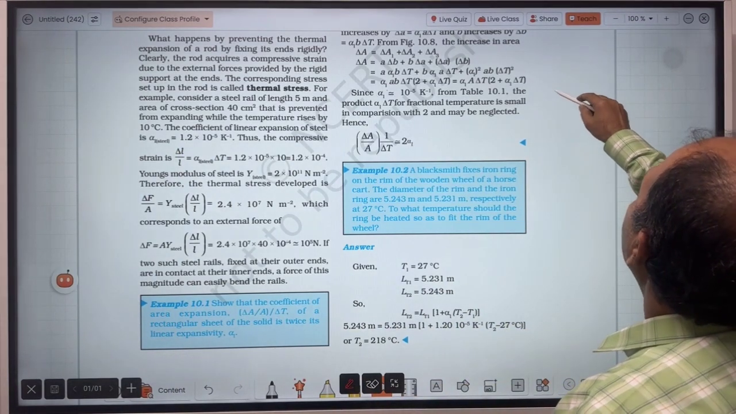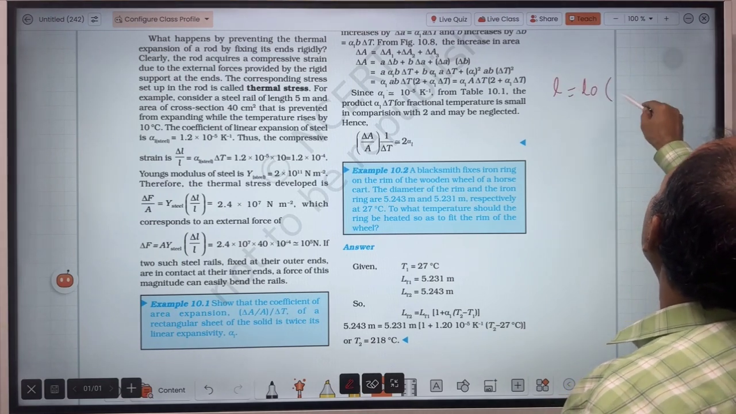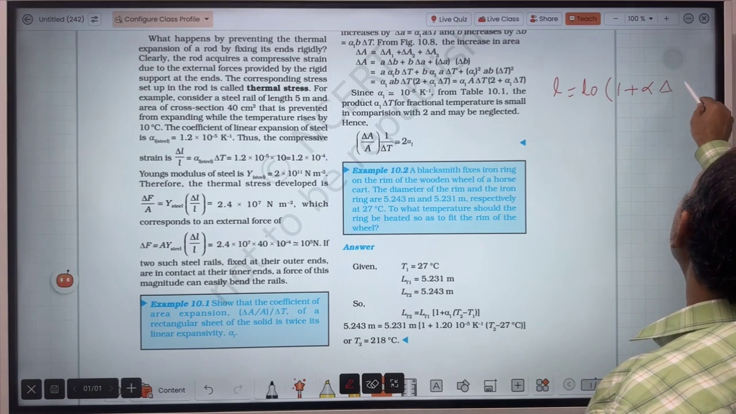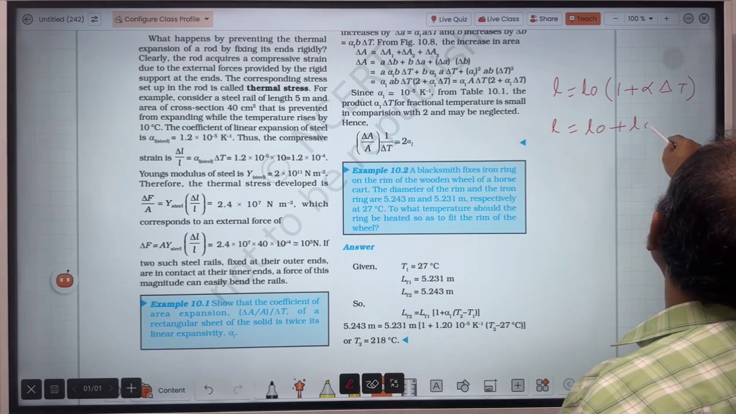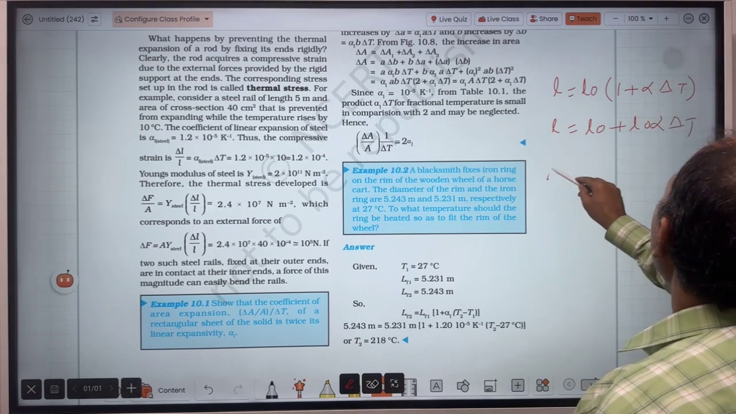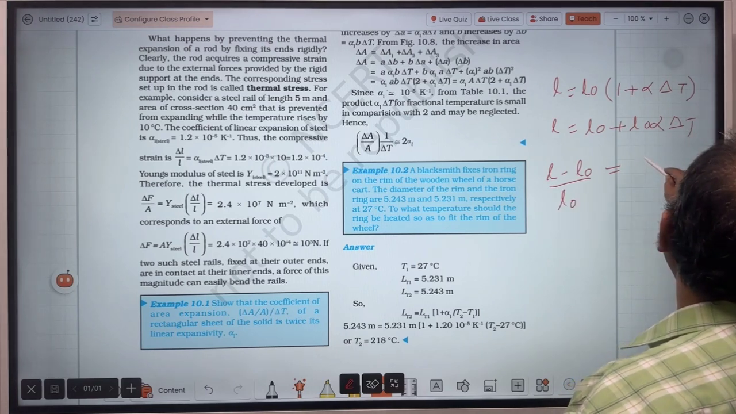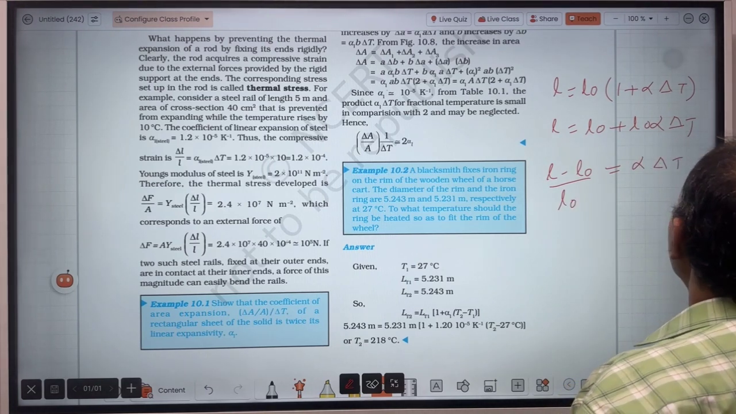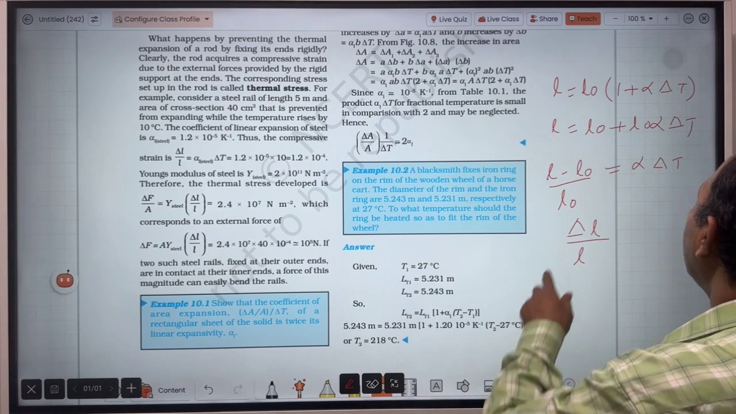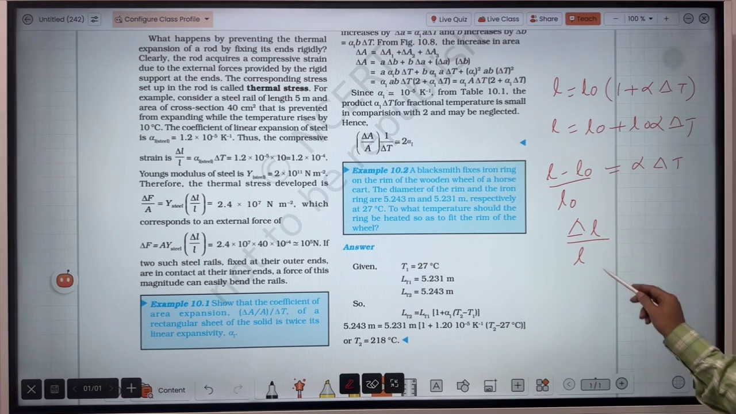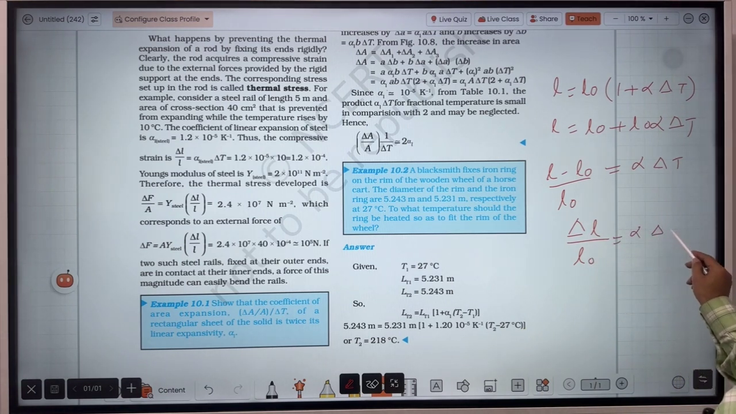We have studied L equal to L0 into 1 plus alpha delta T, or L equal to L0 plus L0 alpha delta T, or L minus L0 divided by L0 gives alpha delta T, right? So we can also write it as delta L divided by L0. L0 later on we will change. So here delta L upon L0 equal to alpha delta T.